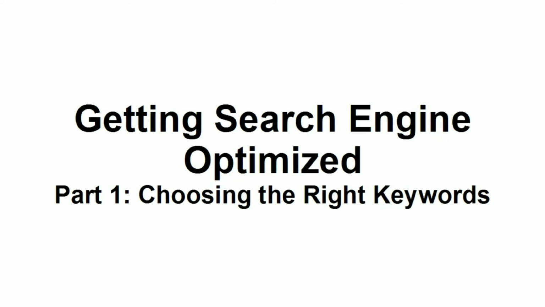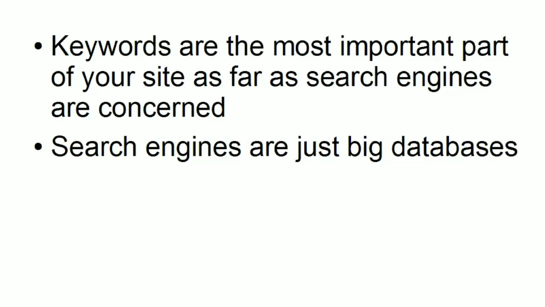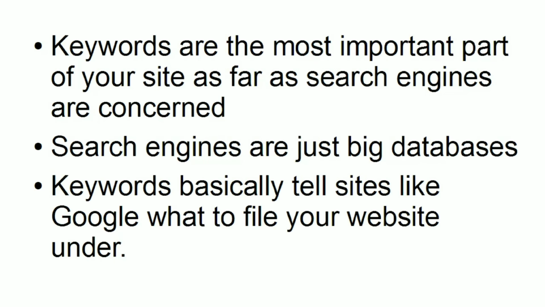And there are two key components to getting good rankings in the search engines. And the first one, which we're going to cover in this video, is choosing the right keywords. Because you see, keywords are the most important part of your site as far as the search engines are concerned. Search engines really are just big databases. And keywords basically tell sites like Google what to file your website under.